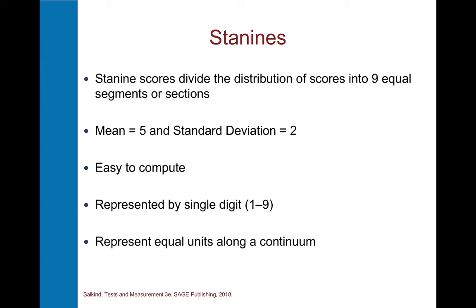So Stanines are useful for a couple of reasons. They're easy to compute, they're represented by a single digit, which communicates lots of information easily and effectively. Stanines also represent equal units along the continuum. So Stanine 3 and Stanine 6, for example, each represents a half standard deviation of scores. And unlike percentiles, raw score equivalents of Stanines are not disproportionate along the scale that is being measured.